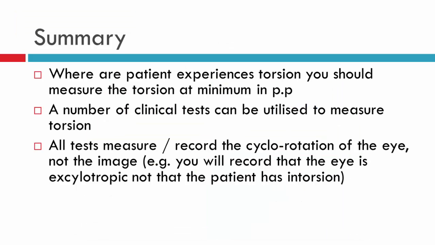Okay, so in summary, a couple of take-home messages. If a patient is communicating to you that they see torsion or they have a tilted diplopic image, you should always go to the task of measuring the degree of torsion. And you have a number of investigations that can do that for you subjectively, and if required, you can also have a look objectively as to how much torsion is present. And always remember that when you record the torsion from whatever test we've discussed in this video, you are recording the position of the eye, not the diplopic image.